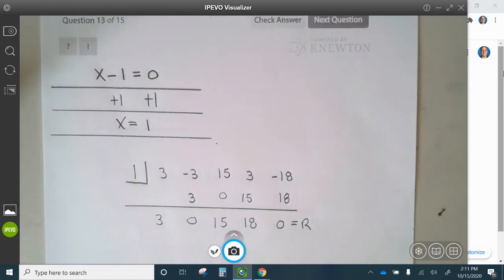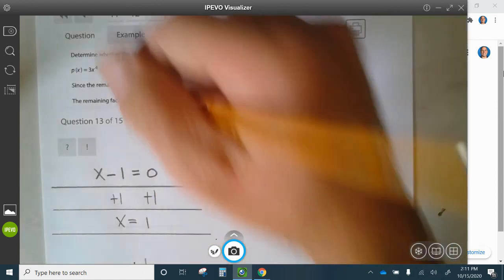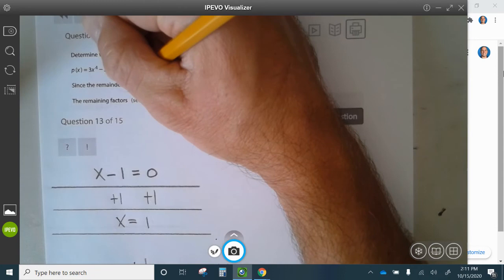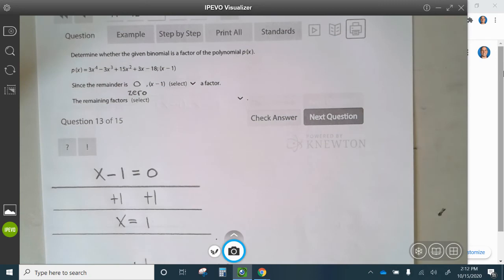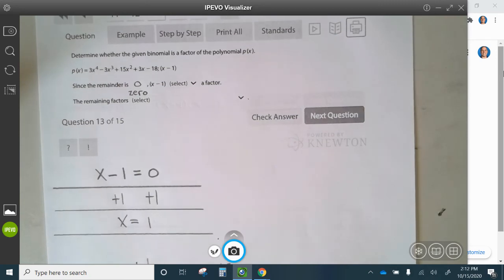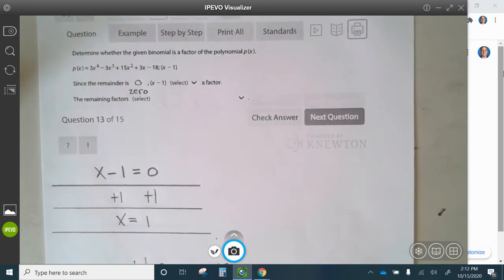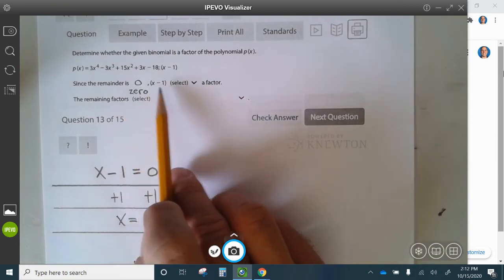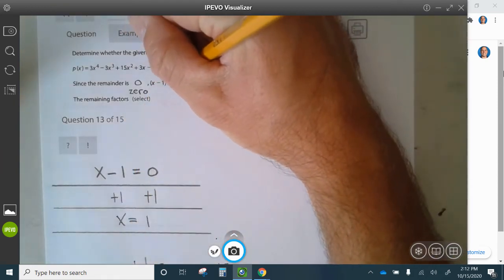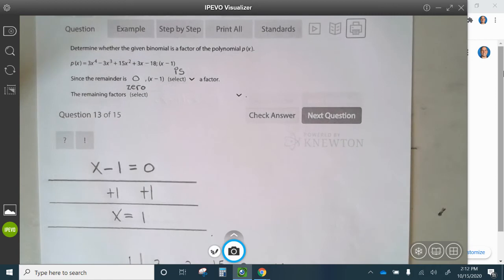Now, I've been writing 0, but HRW might actually write the word zero. I'm not quite sure. Since the remainder is 0, x minus 1 is a factor.